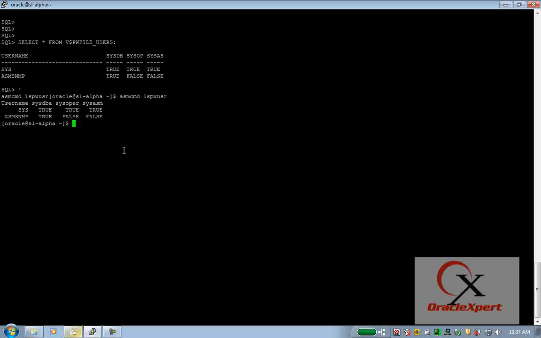The same thing using ASMCMD. So I said ASMCMD lspwusr. It lists the users which are currently there in my password file. The same output can be seen using ASMCMD lspwusr.